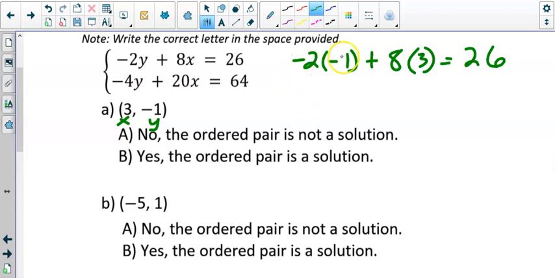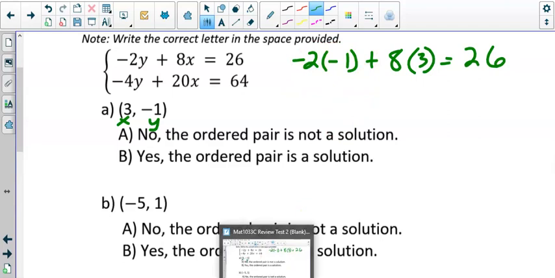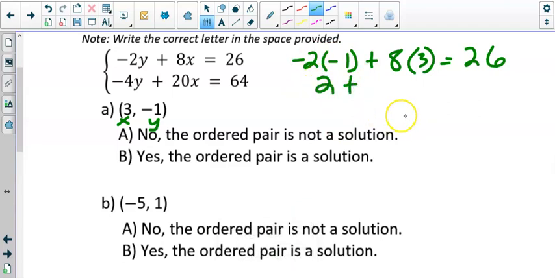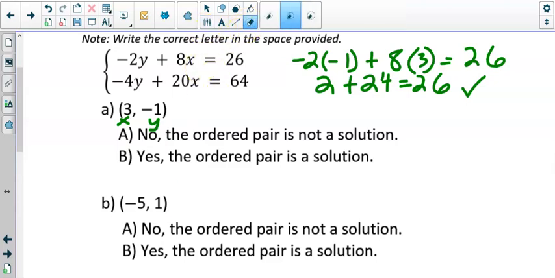So what is -2 times -1? Yay. Plus, what is 8 times 3? 24. So is 2 plus 24, 26? Yes. So far so good, but we're not done yet. We got to check the second equation to make sure that it's okay there. So we'll take this point, and now we will plug it into the second equation and check it.